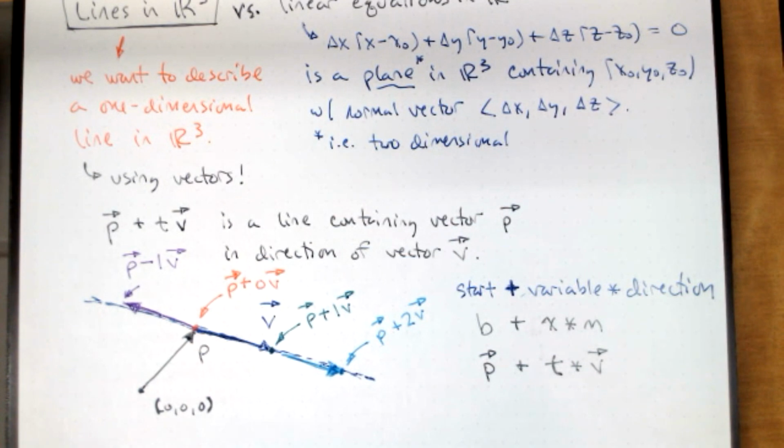So we have a start plus a variable times a direction. Y starts at the value of b and increases by m a bunch of times. Or we start at the point P and go in the direction of b a bunch of times.